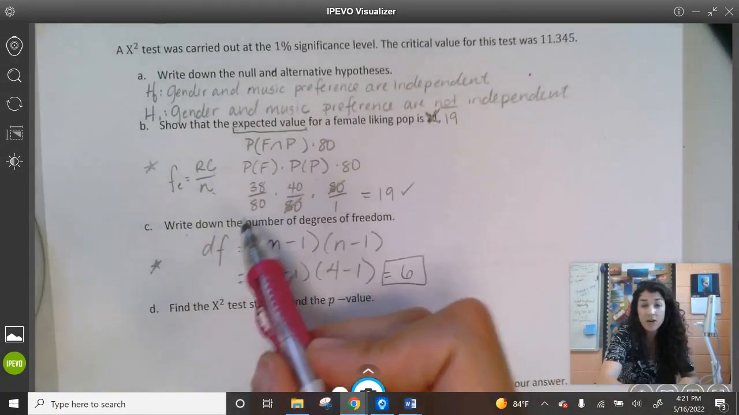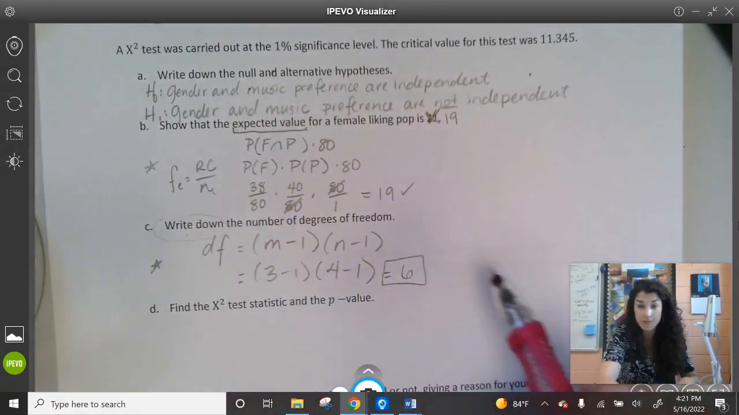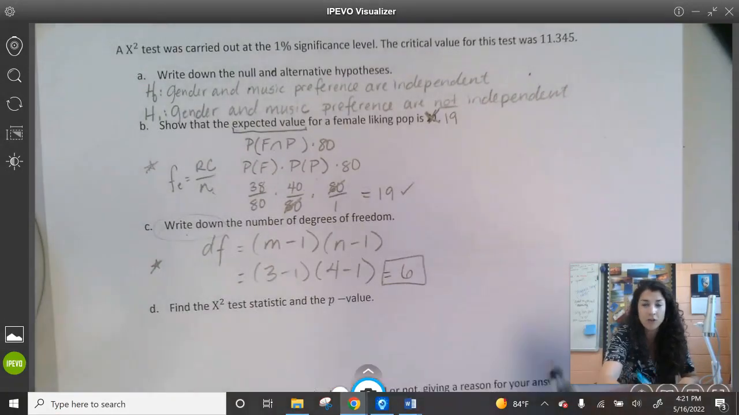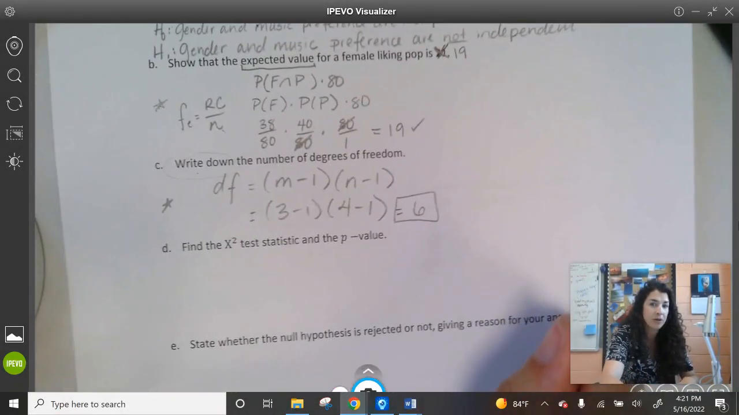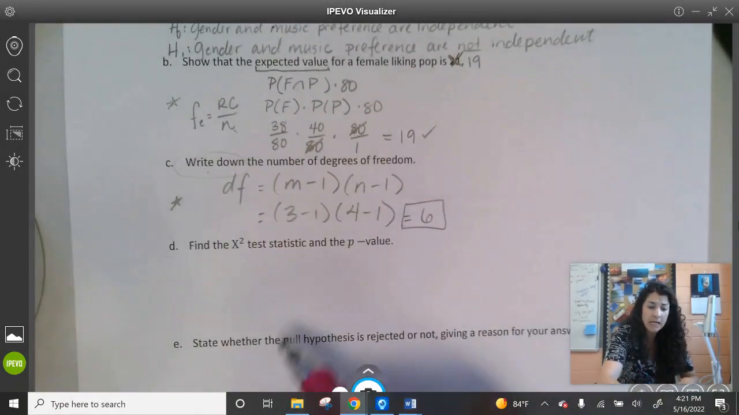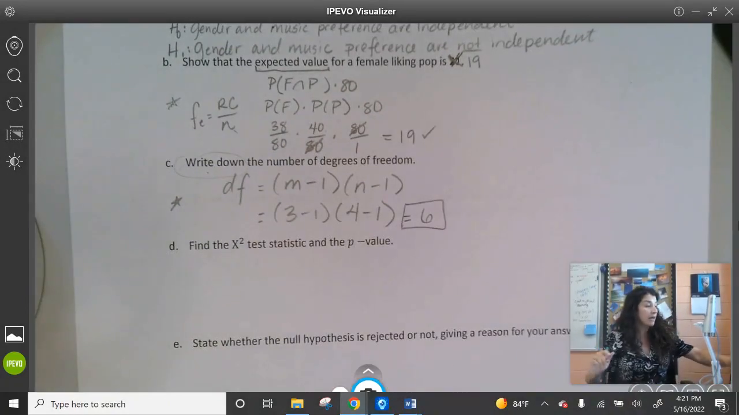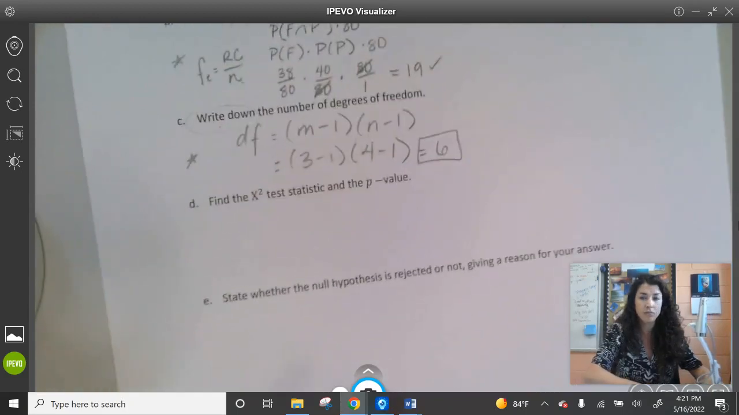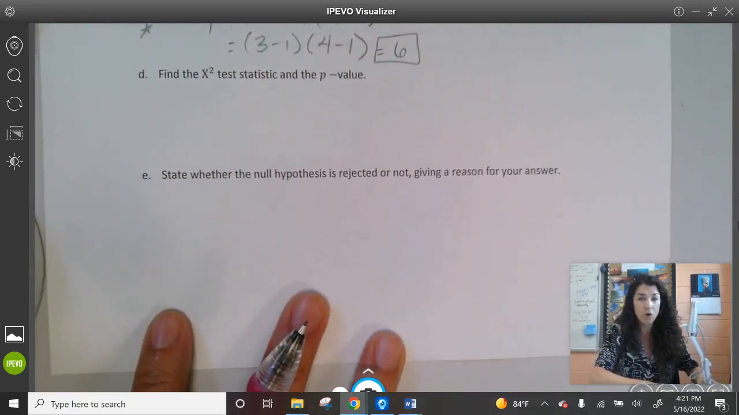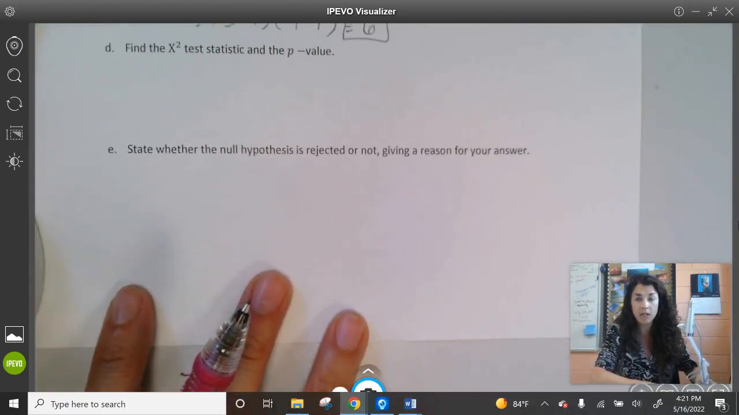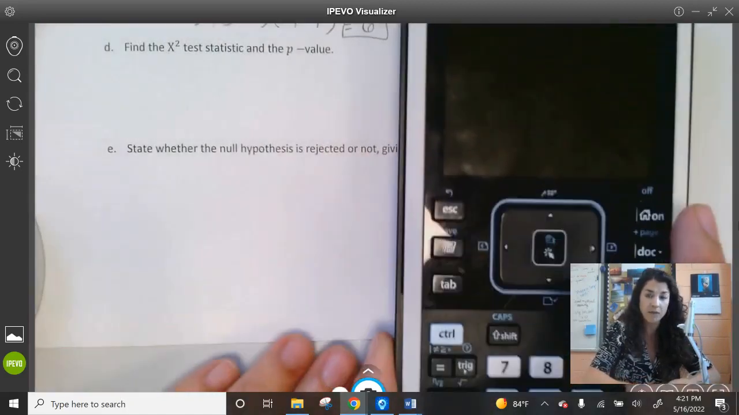Did we have to write that all down? No, because it just said write down, which means it's just write it down, right? So you could have just written down 6, but I wanted to show you the process. Okay, now we're going to actually run the test. So now's where we're going to look at our calculator steps. So hopefully you wrote them down above earlier, and let's go ahead and start practicing it.